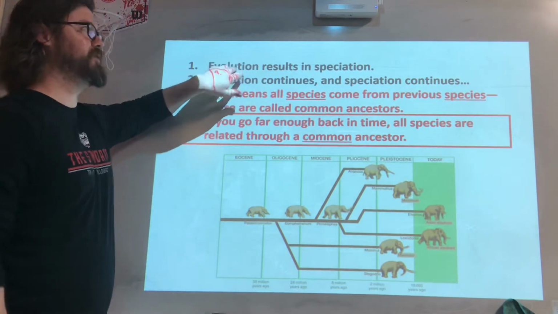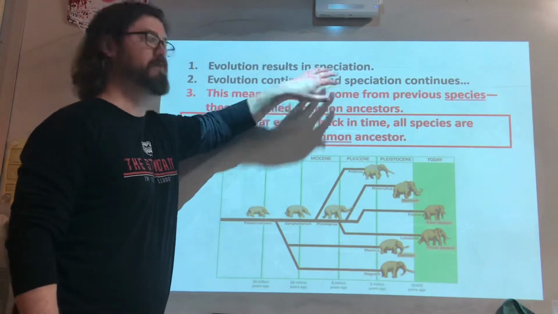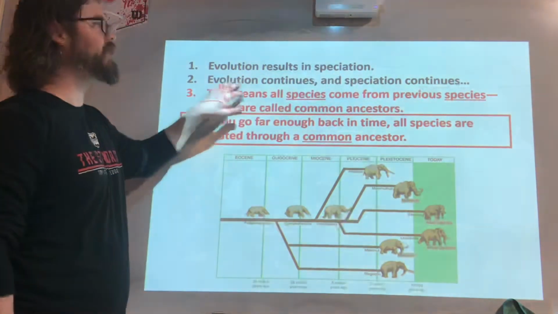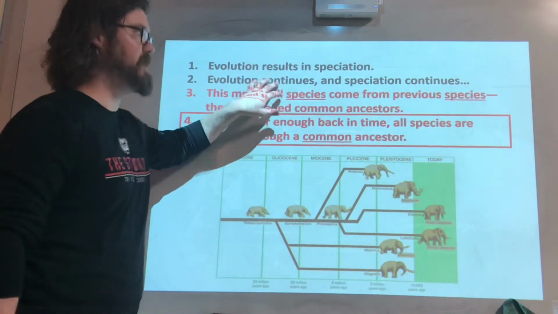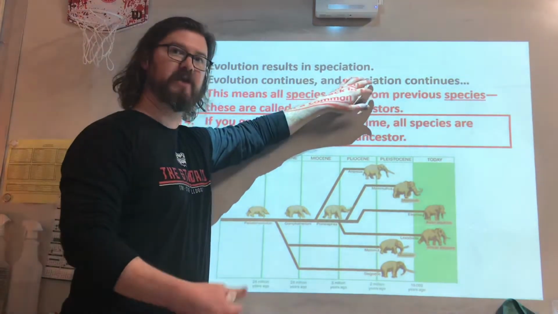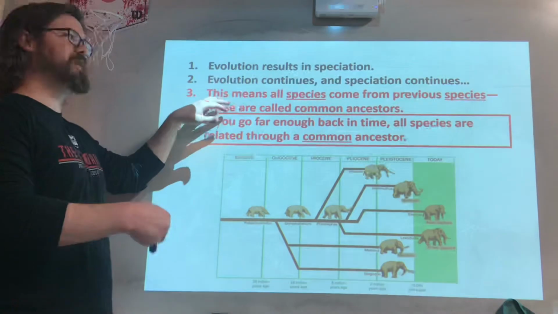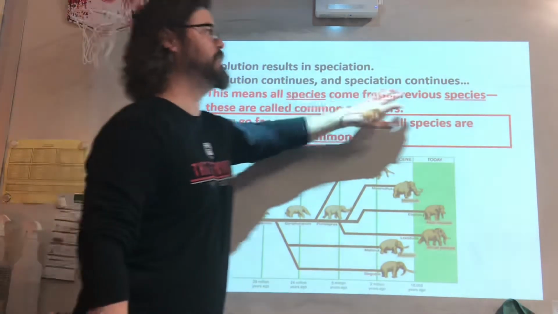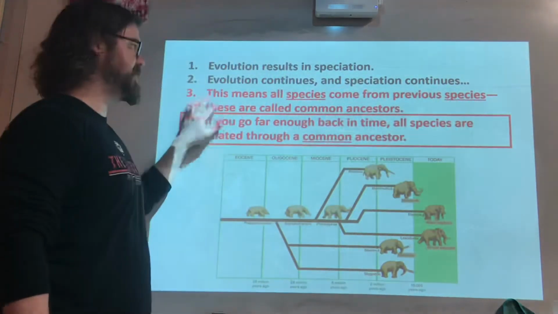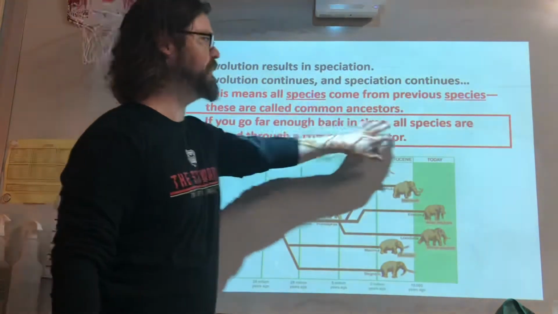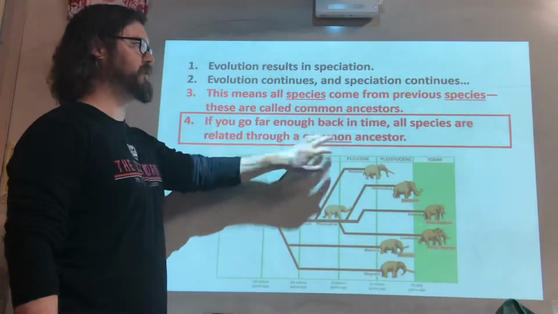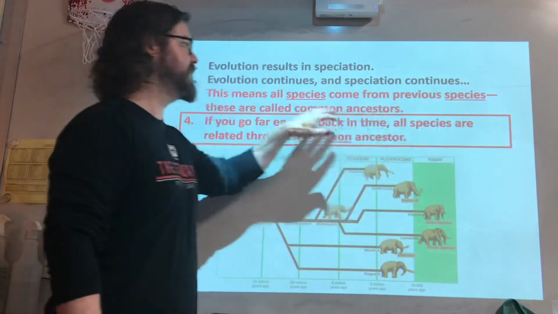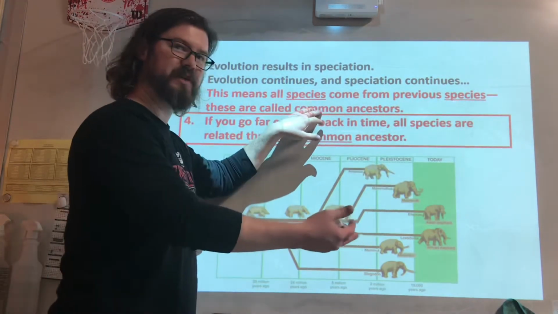So remember, evolution results in new species forming all the time. Evolution is always happening, never stops, which means new species are always forming. And if you take that one step further logically, that means that all species evolved from a previous species. And if you go back far enough in time, all species are related through a common ancestor. So when a species evolves from another species, that species that it evolved from is its common ancestor.